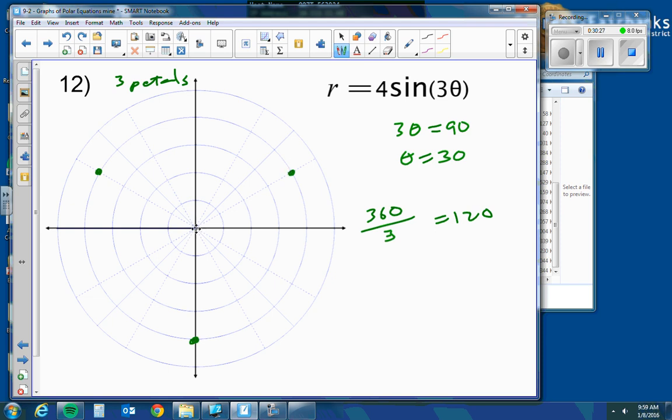Now draw your petals. Technically, a sine graph starts at the pole. Sine of 0, 0. So something like that.